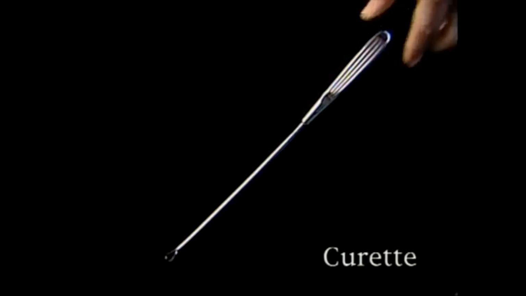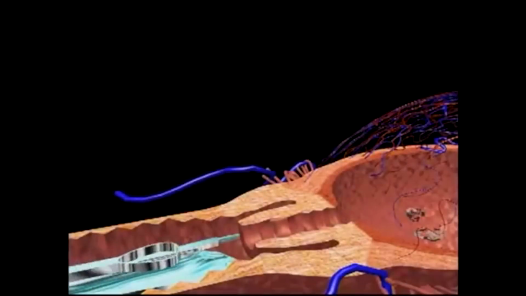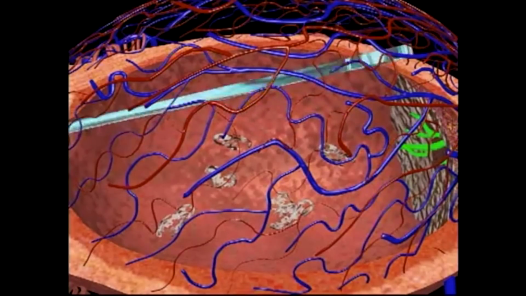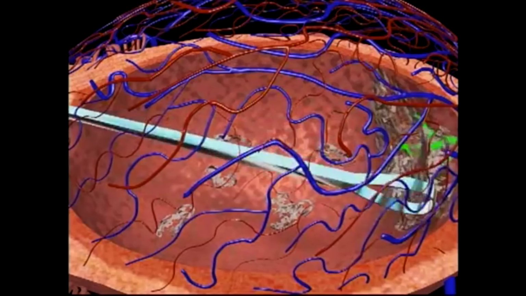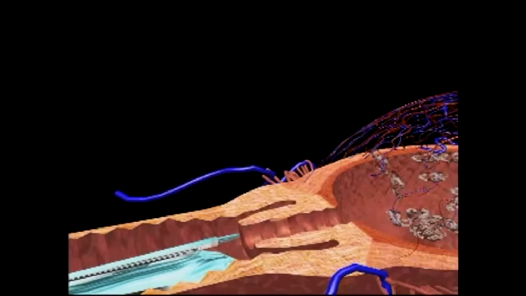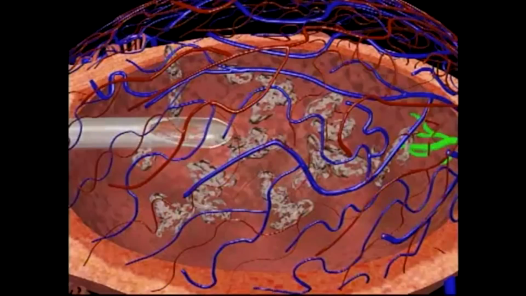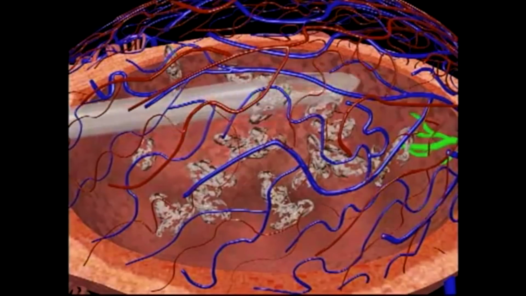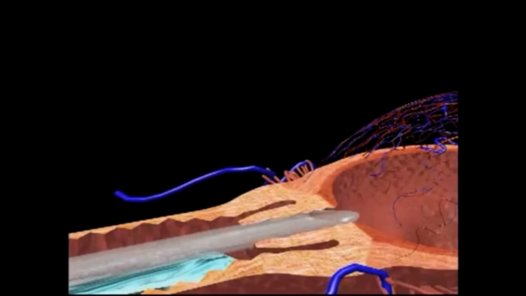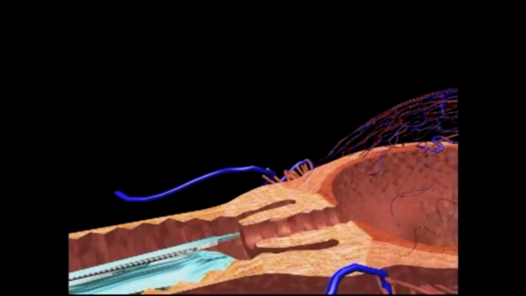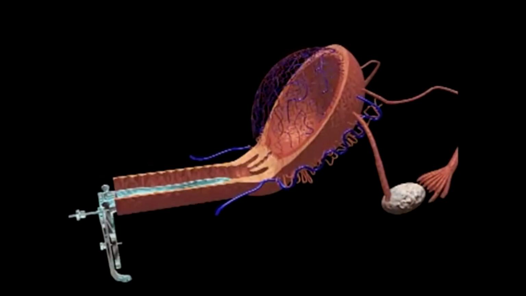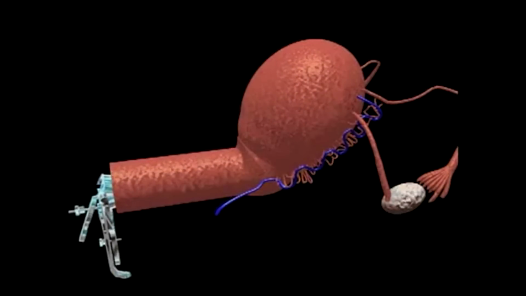Once that's completed, a metal rod with a loop on the end, called a curette, is scraped along the inside wall of the uterus to dislodge any remaining tissue or placental matter. After that, the suction cannula is again inserted into the uterus in order to remove the tissue that was dislodged by the curette. When the uterus is empty, the tenaculum is released, and the uterus returns to its normal position. After the speculum is removed, the procedure is complete.